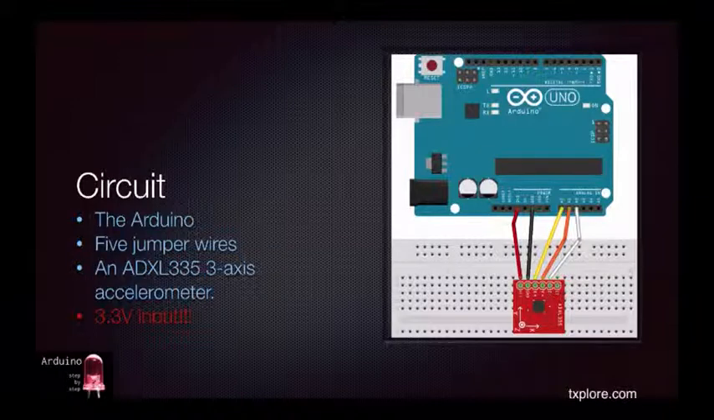One thing to be very mindful about is that this device requires 3.3 volts input, not 5 volts like the rest of the experiments we have done so far. If you provide 5 volts to this accelerometer, you're actually going to damage it. Let's have a look at the assembly.